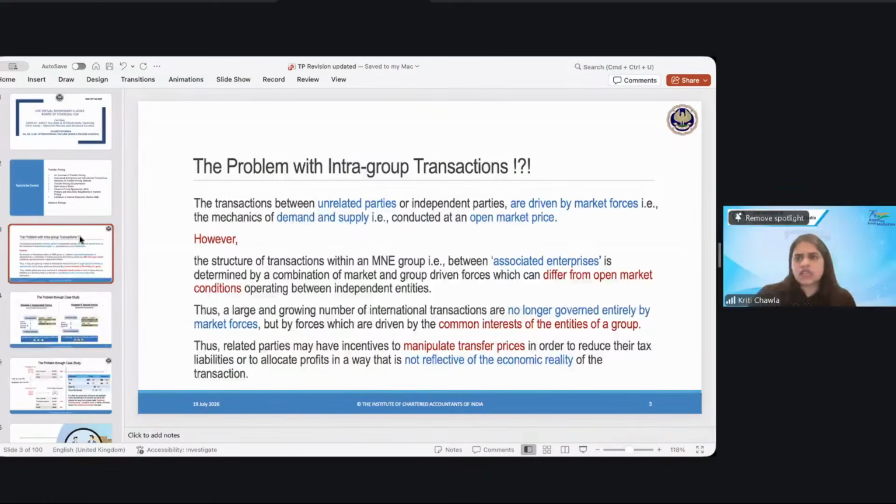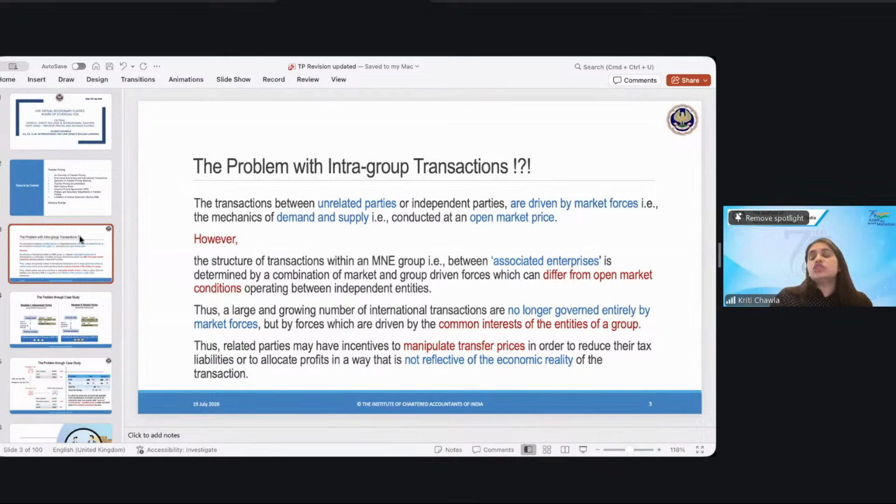We'll discuss this using two examples right here. But this is what I just wanted to focus on as a revisionary topic. Whenever there is manipulation of transfer prices, there exists something called tax avoidance.